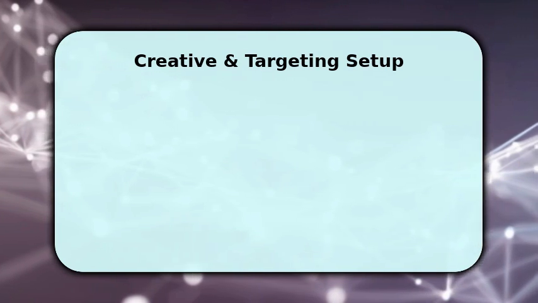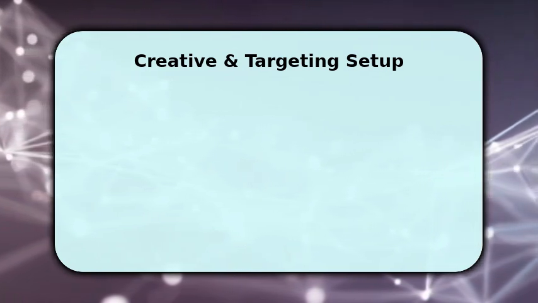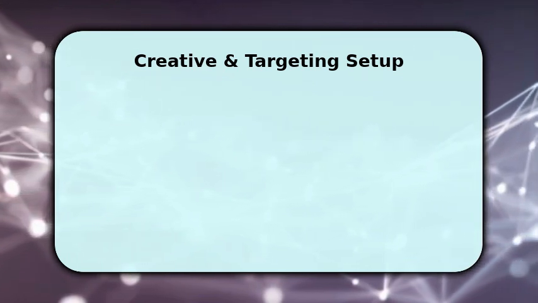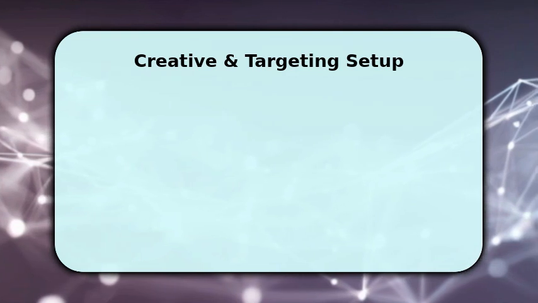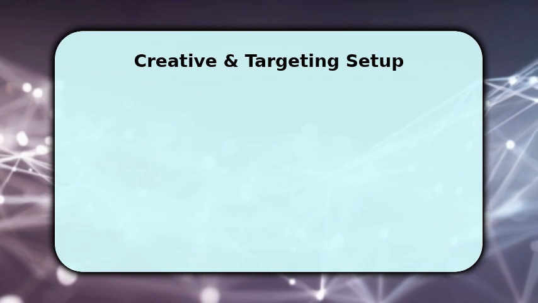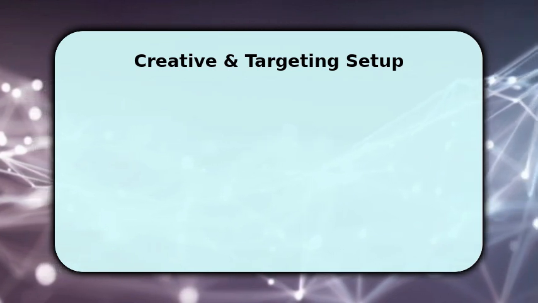Use UGC-style footage, product close-ups, and a clear CTA overlay like Buy Now. Include price points and shipping information on screen, such as $9.99 or free shipping. Target interest groups and create a 1% lookalike audience from recent purchasers for high intent.